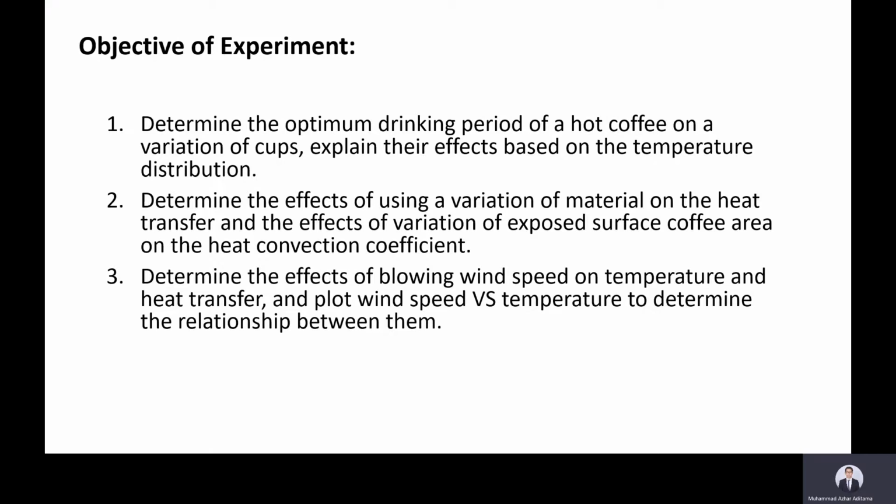There are three objectives in this experiment. Firstly, to determine the optimum drinking period of hot coffee on a variation of cups and explain their effects. Secondly, to determine the effects of using a variation of material on the heat transfer and the effects of a variation of exposed surface area on the convection coefficient. And lastly, to determine the effects of blowing wind speed on the temperature and heat transfer.